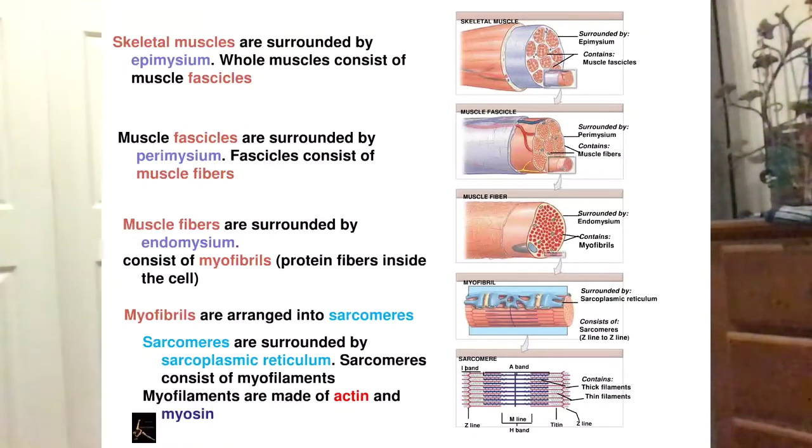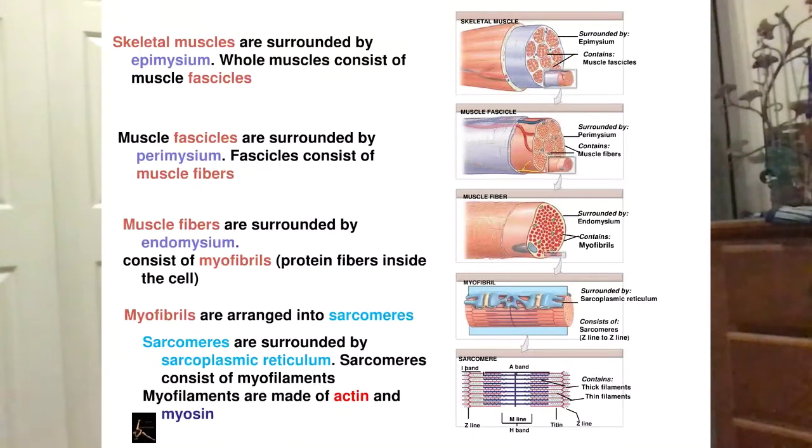So again, some of this should be reviewed from anatomy. What you see in the top panel is that a whole skeletal muscle, like your biceps brachii, is surrounded by a connective tissue called epimysium. It's just the connective tissue that surrounds your whole muscle tissue. But if we go down further, you can see within skeletal muscle there are different little structures referred to as fascicles. So skeletal muscle consists of these bundles we refer to as fascicles.